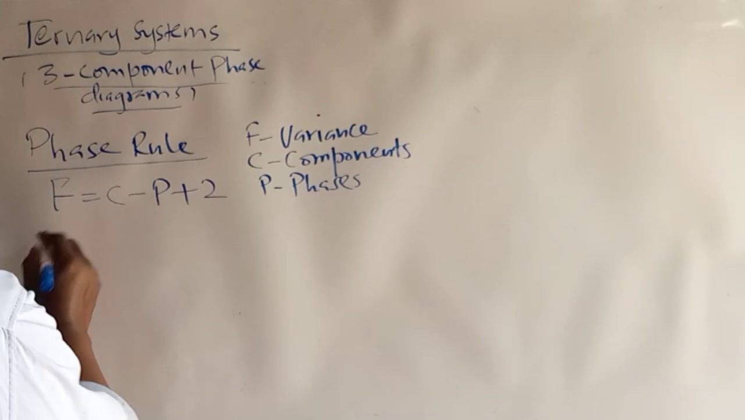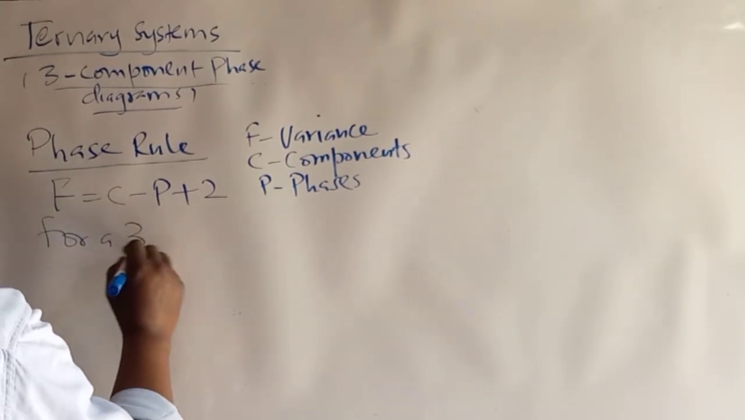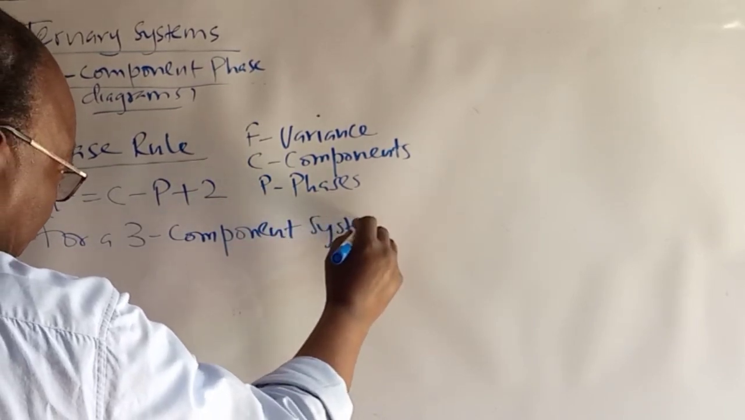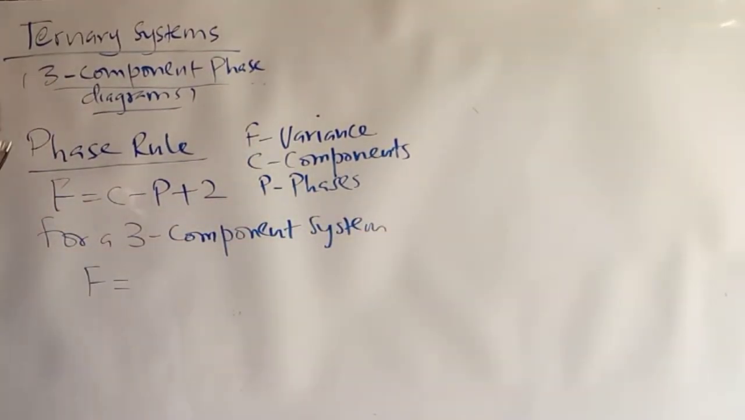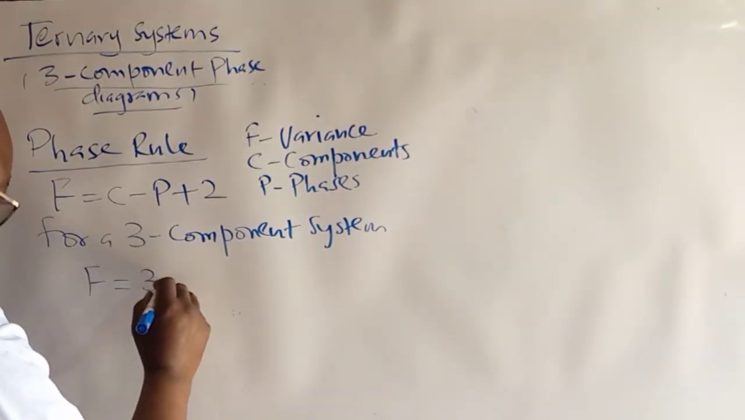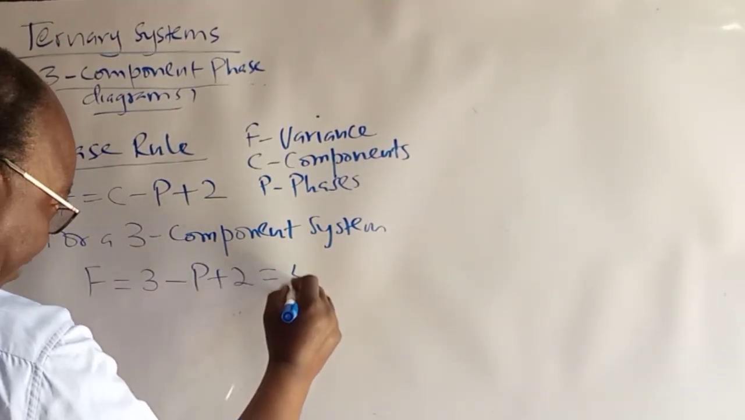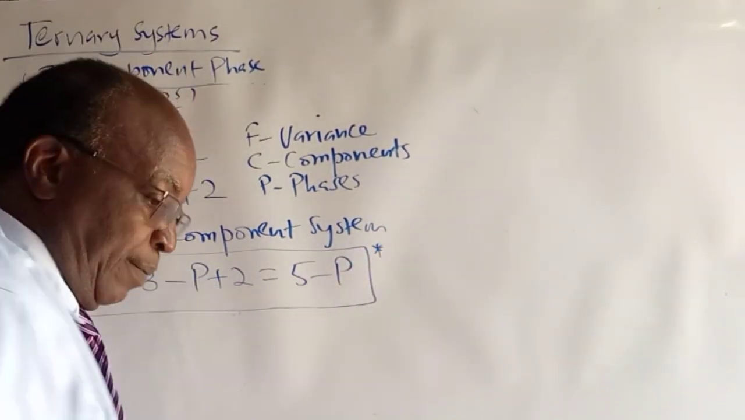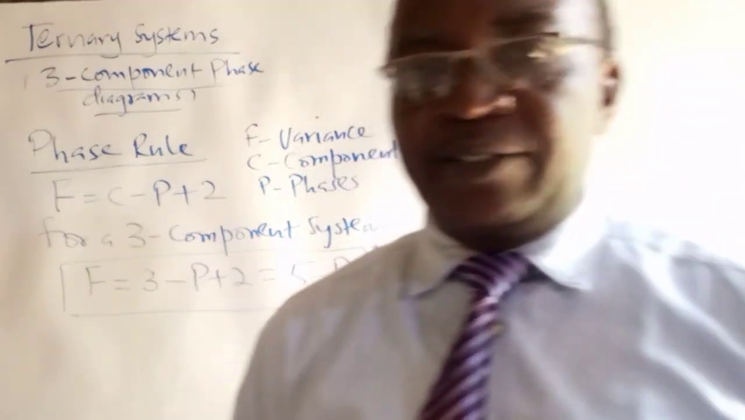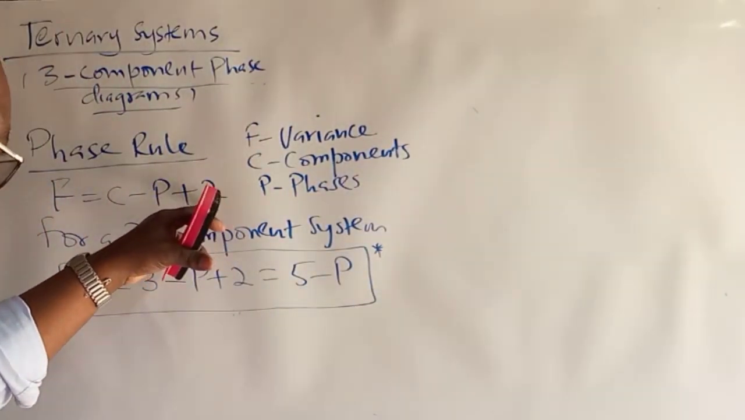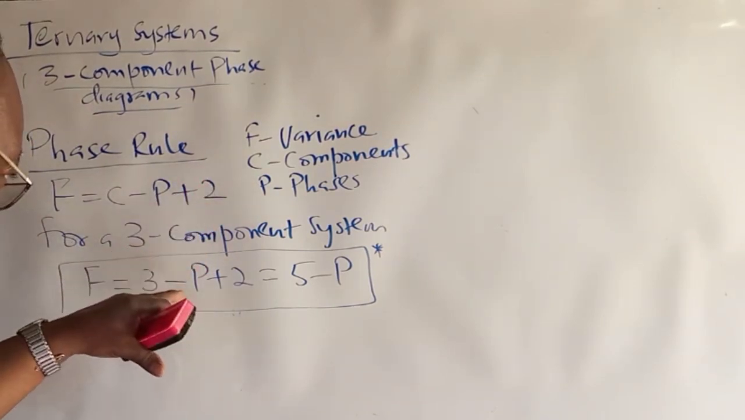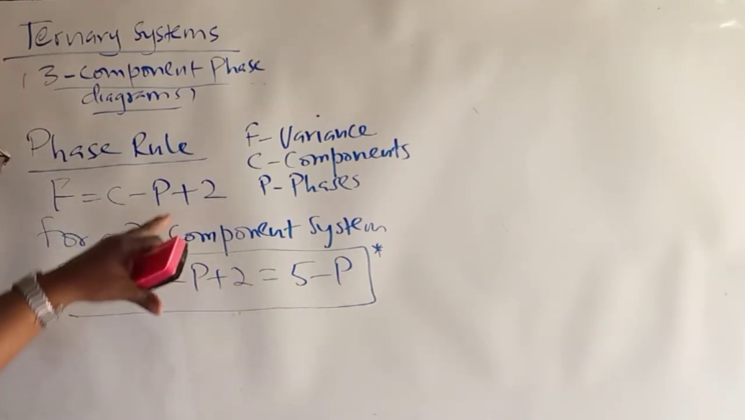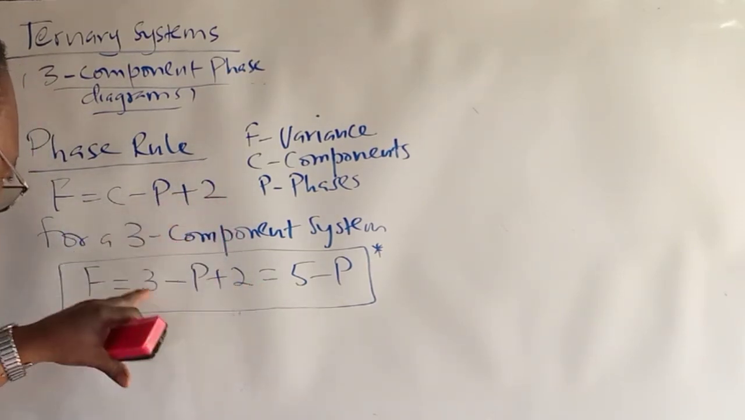So, what are we saying? For a three-component system, we will have the variance F equals 3 minus P plus 2, and that is 5 minus P as the phase rule for that three-component system to start with. If we keep the pressure constant, then we have plus 1, so we will have 4 minus P. If we keep temperature constant, it will be 4 minus P. If we keep temperature and pressure constant, it will simply be 3 minus P.